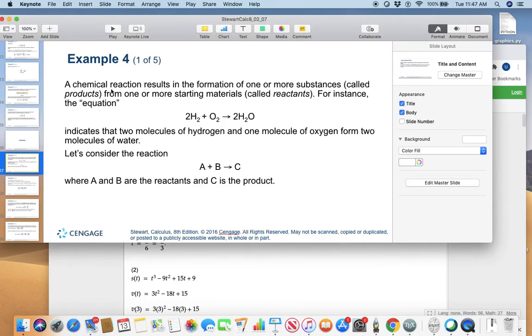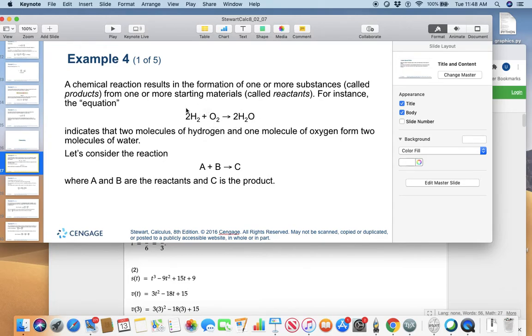Chemistry example. A chemical reaction results in the formation of one or more substances called products from one or more starting materials called reactants. For instance, 2H2 plus O2 gives 2H2O, the water molecule. So these are the reactants. This is the product. Two molecules of hydrogen and one molecule of oxygen form two molecules of water. So this is the product.